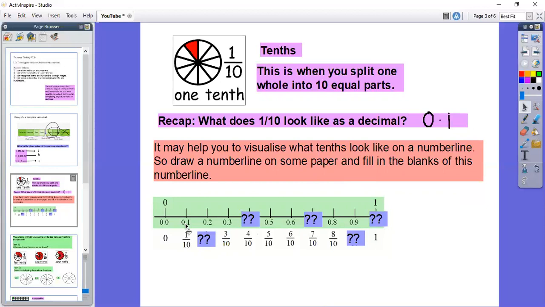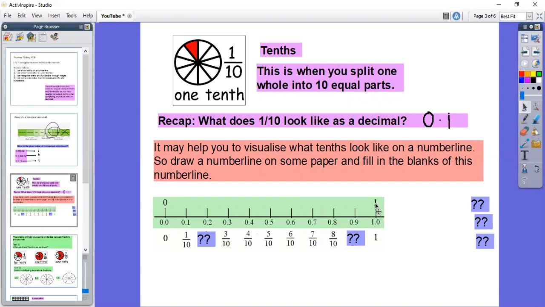Okay, so I've got my 0.1, 0 is before that, after 0.1 is 0.2, then 0.3, after 0.3 would be 0.4, 0.5, 0.6, and then 0.7, 0.8, 0.9. What do you think would be underneath here? This can be a little bit tricky. 1.0, so I now have got my whole.